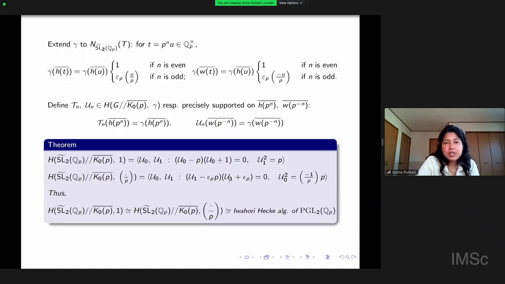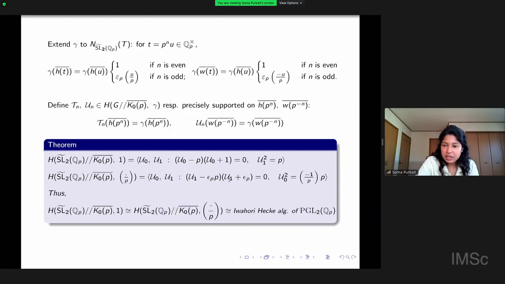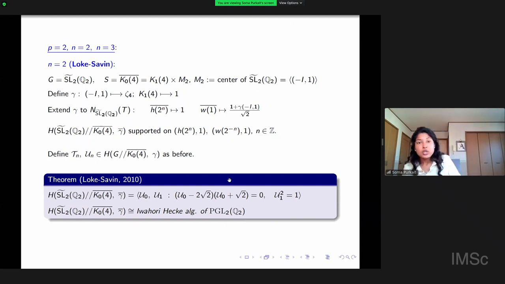So in fact, this work was really motivated by Loke and Savin's work. So what they did was they computed the case when P is equal to two. So you have K_0(P) with P equal to two and n equal to two, so that's K_0(4), the K_0(4) bar. And they computed the local Hecke algebra of G modulo this K_0(4) bar. And they observed that this Hecke algebra is isomorphic to the Iwahori-Hecke algebra of PGL_2(Q_2). So in some sense, it's the same as the Shimura correspondence, level four going to level two sort of thing. So that's what they did, and that was the motivation behind starting this project.